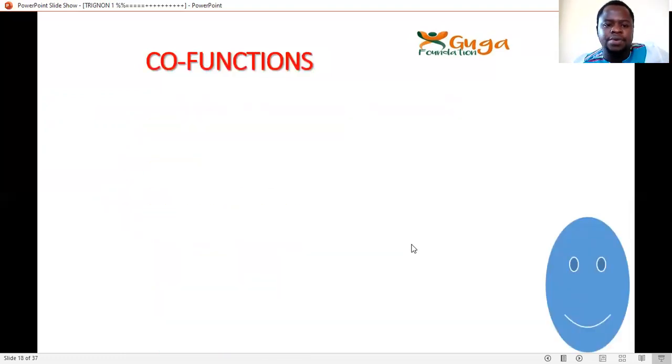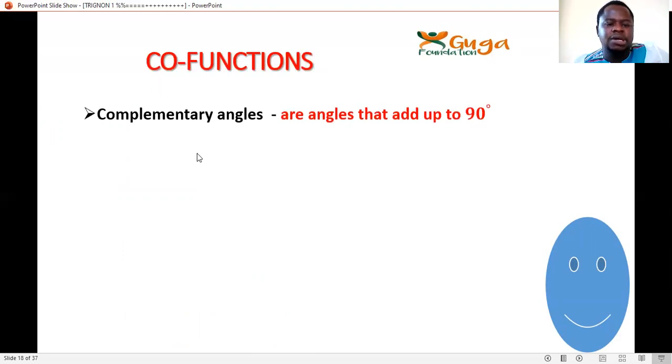So now let's look at the cofunctions. These are complementary angles. These are angles that add up to 90 degrees.